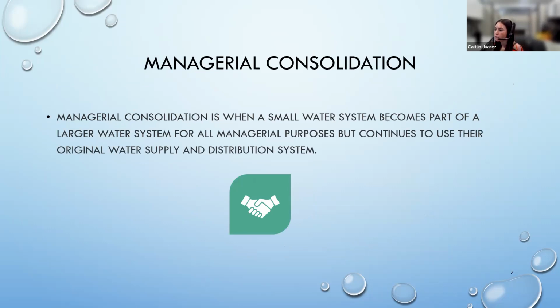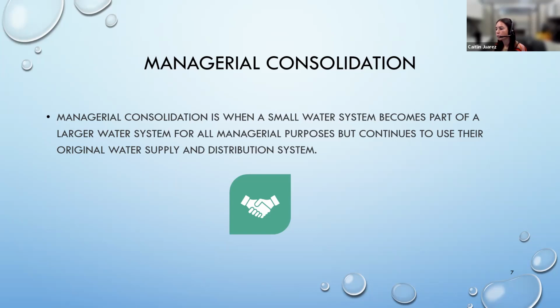Managerial consolidation is another type of partnership. That is when a small water system becomes part of a larger water system for all managerial purposes, but continues to use their original water supply and distribution system. For example, a small community may once have had an all volunteer staff. That volunteer staff may be aging and no longer wants to be responsible for the water system.